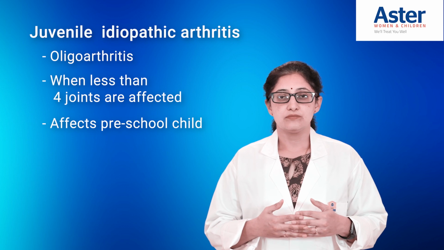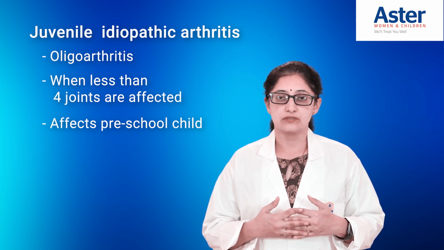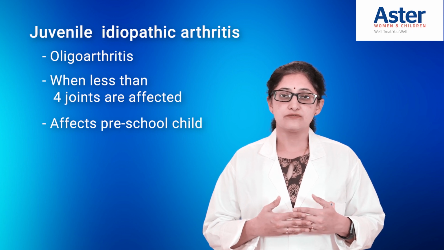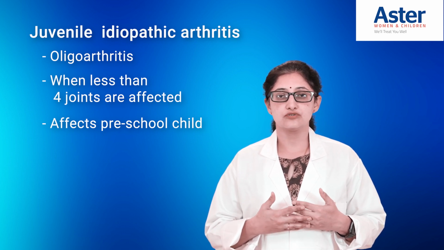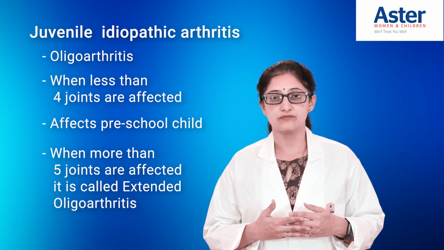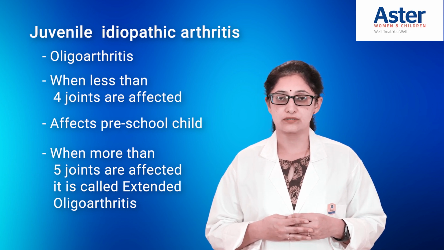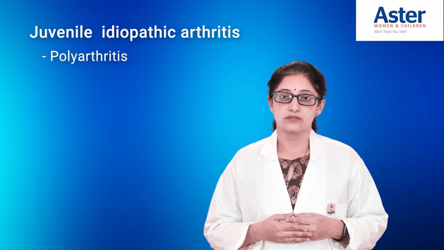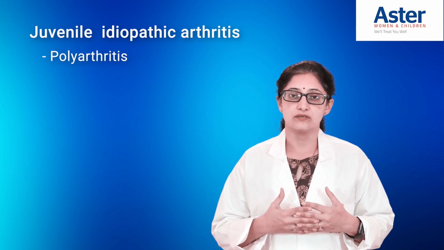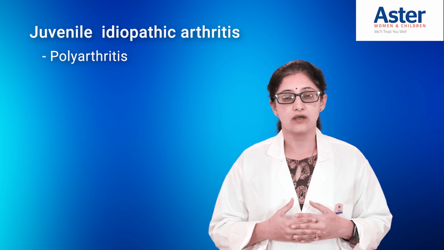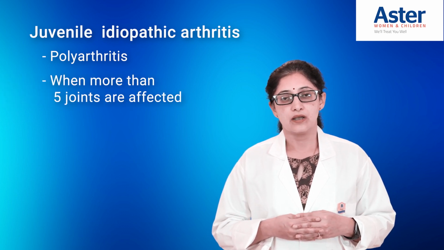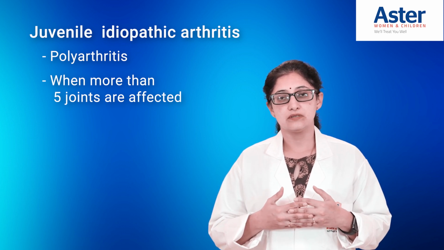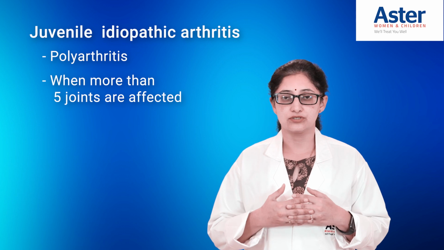This may continue to remain as persistent oligoarthritis when the number of joints affected is less than 5, or after a period of 6 months, if the number of joints affected becomes more than 5, it is called extended oligoarthritis. The next type of arthritis is called polyarthritis, where the number of joints affected in the first 6 months of onset is more than 5 joints. And this may be seen either in young children or in older adolescent children.